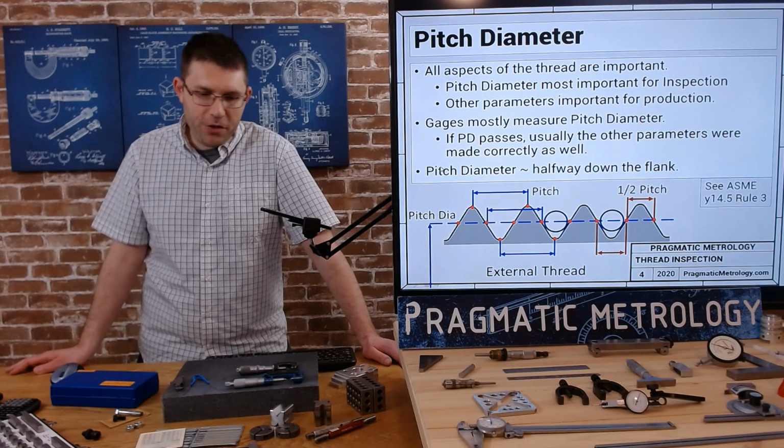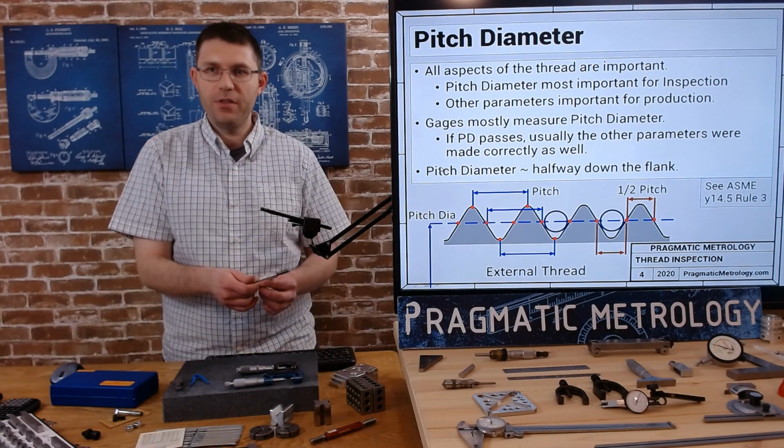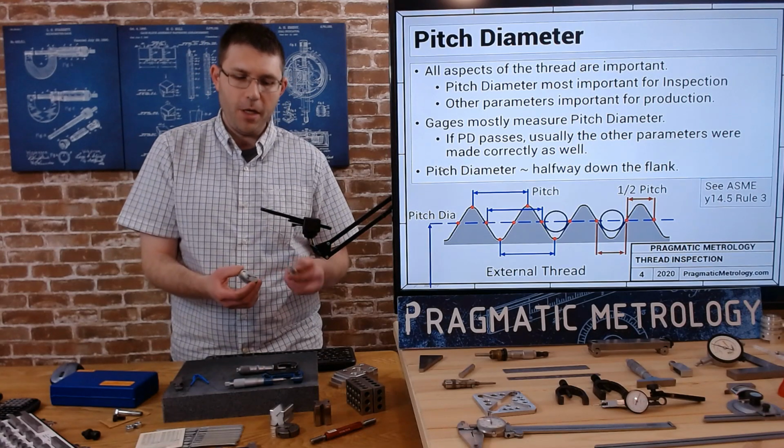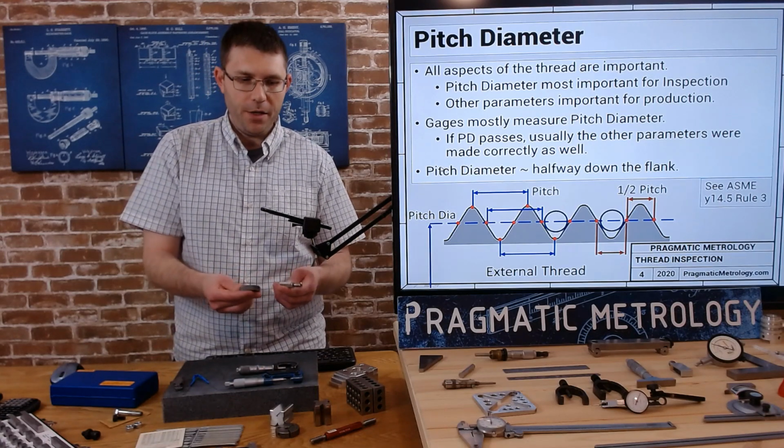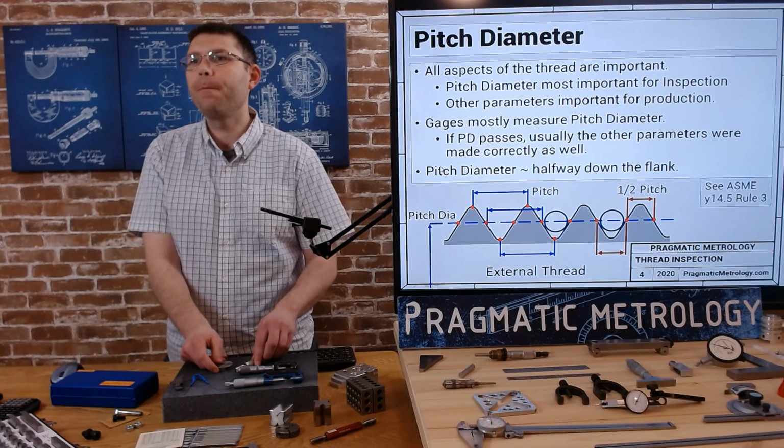We have pitch diameter gauges. We call them plug gauges and ring gauges. Plug gauges will check holes, and ring gauges will check external threads, such as the bolt we're talking about.